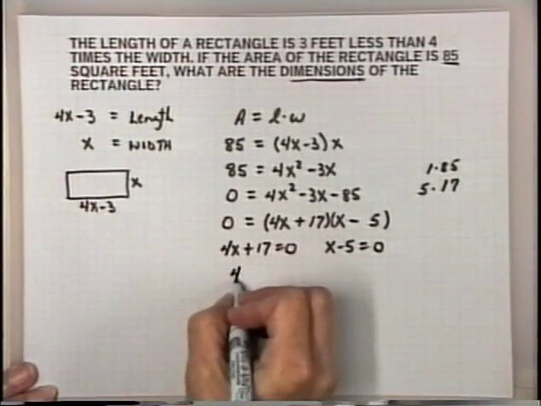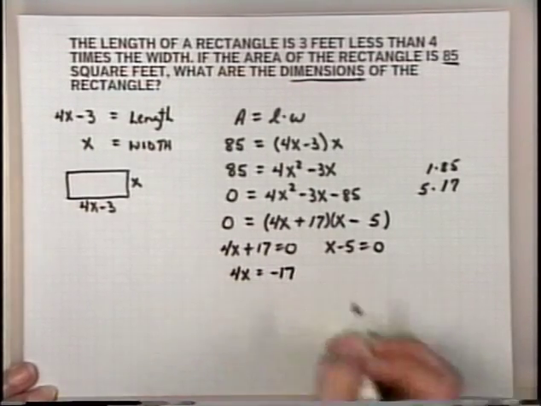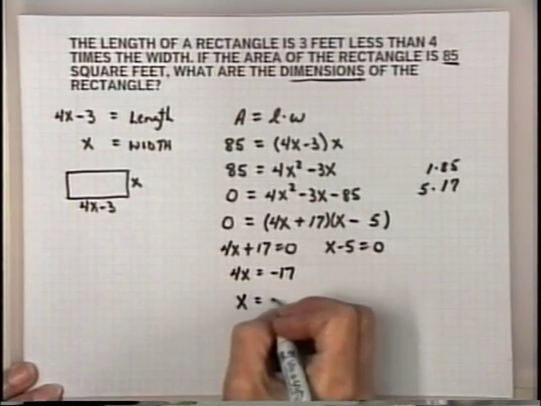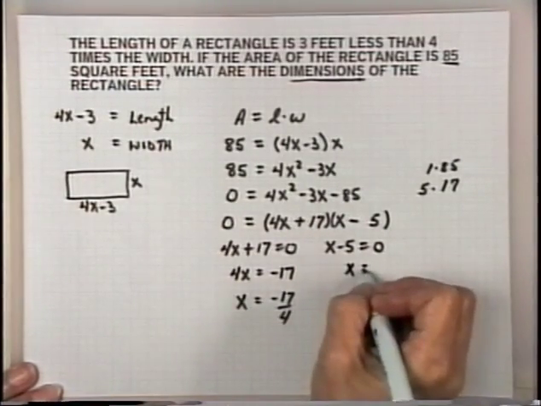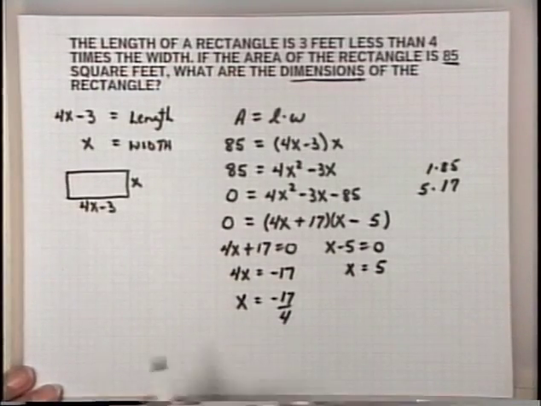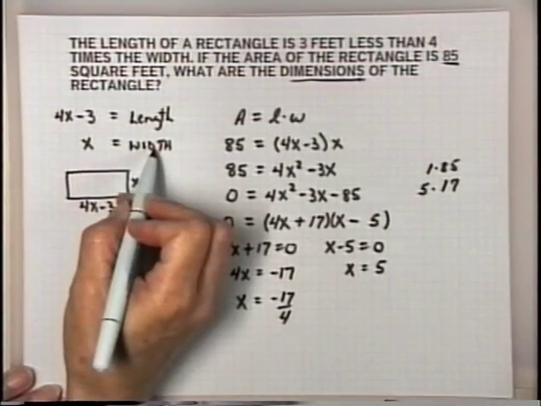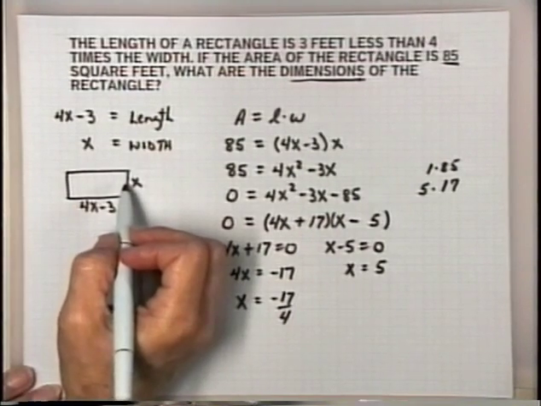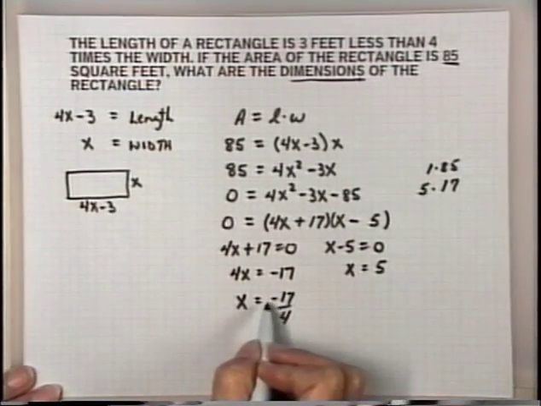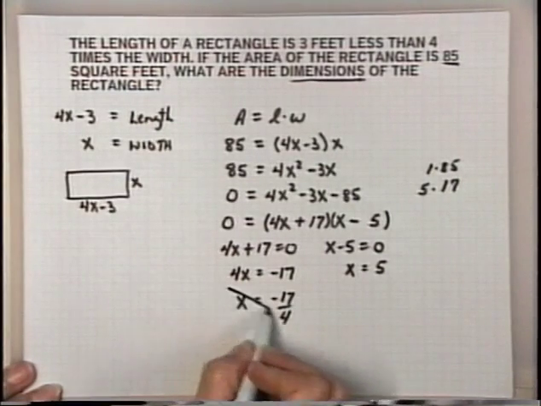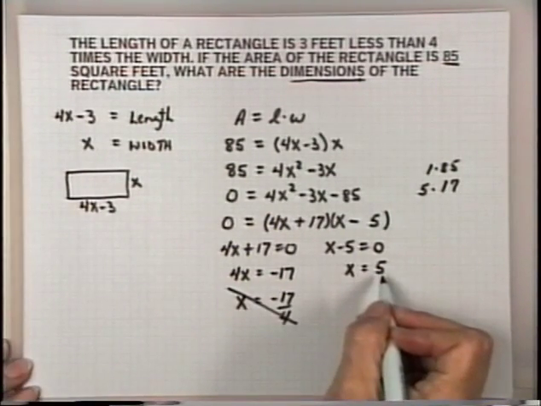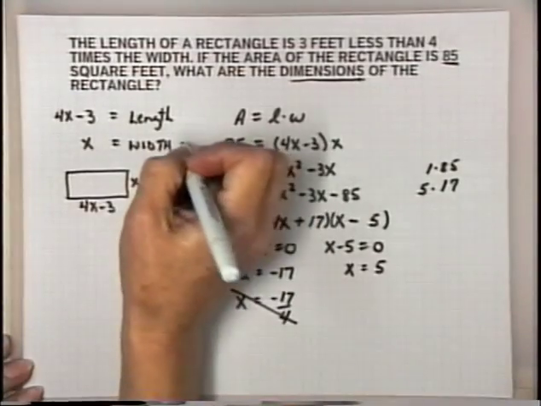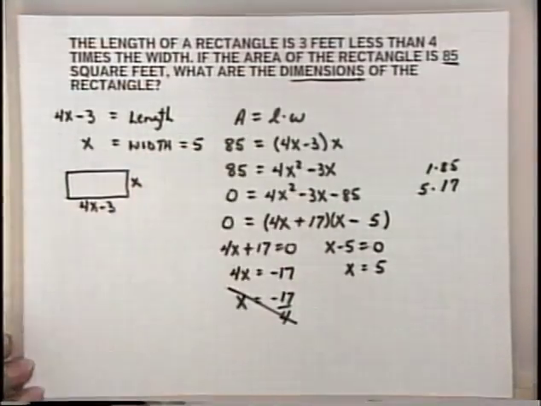Solving this first one, I have 4x equals negative 17. Dividing by 4, x is negative 17 fourths. Our second gives us x equals 5. Remember that x is the width of a rectangle. It is not logical for the width of a rectangle to be a negative quantity. So we're going to cross out this possible solution since it couldn't possibly be an answer for our word problem. So the one solution that we have that we can check is for our width x to be 5.